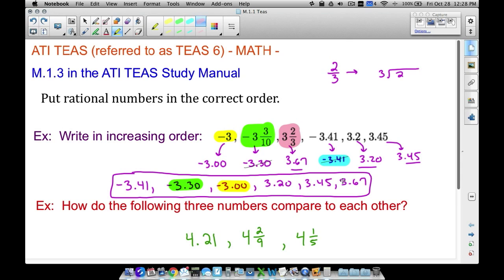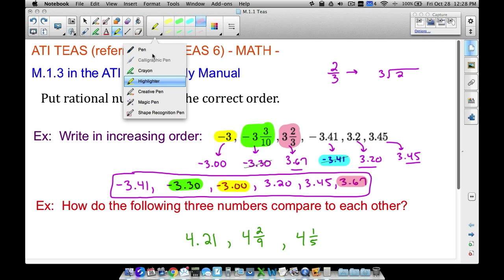3 2/3, that's the $3.67. You know, I just want to make sure I'm relating these decimals back to their original form. It's really the same thing, but again, I like to think about decimals when I'm converting things or ordering things, putting things in the correct order, smallest to biggest here.